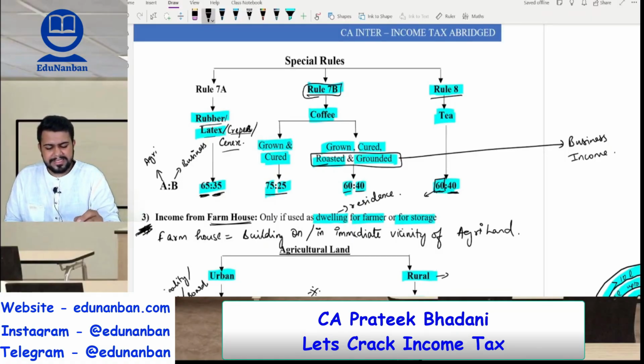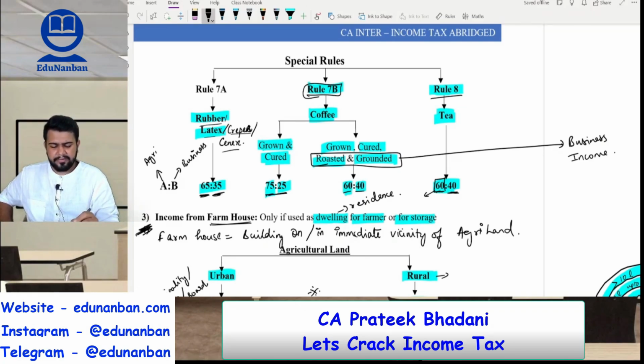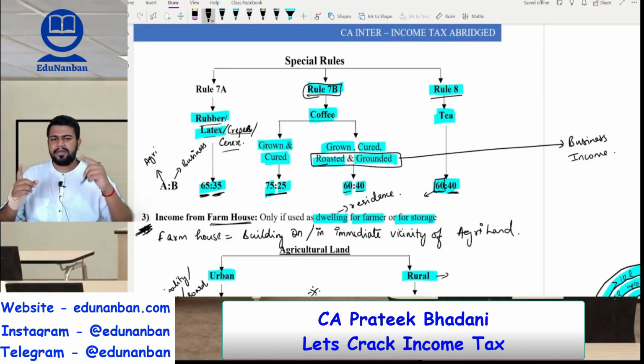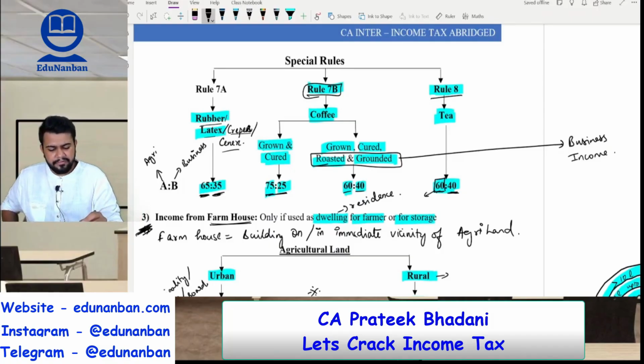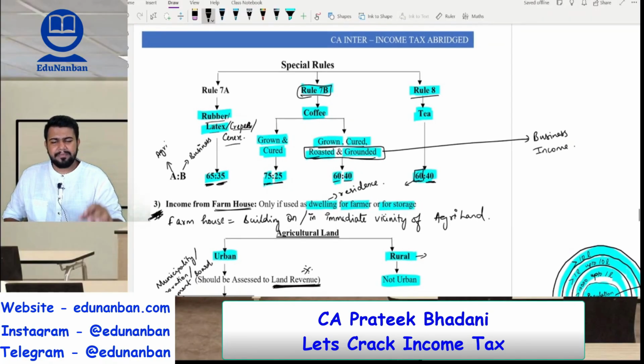In case of rule 7B, which talks about coffee, there are two categories. If coffee is grown and cured, then the ratio is 75-25: 75 agriculture, 25 business. If the coffee is grown, cured, roasted and ground, then agriculture 60, business 40. So the ratio is 60-40. Sir, what will happen if the coffee is only roasted and ground? If it is only roasted and ground, then it is purely business income.